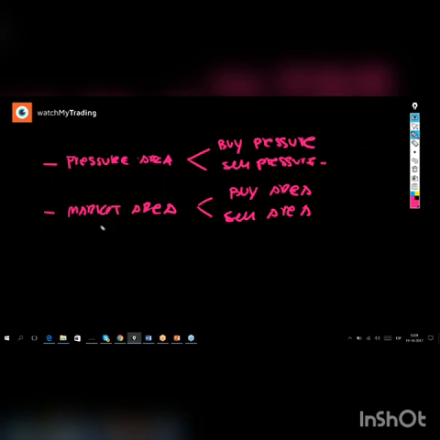So pressure of the area, market zone, or whatever you want to call it, is a different concept. And then I said range, right? Or market range. And here, we're not talking about buy pressure or buy area or sell area. Market range is just a range of the market that we are after.